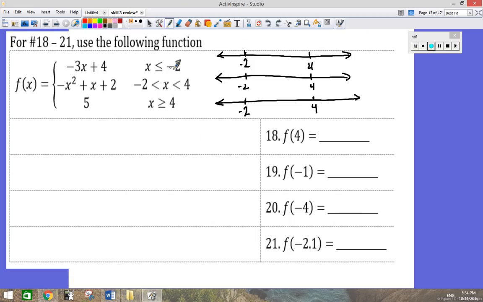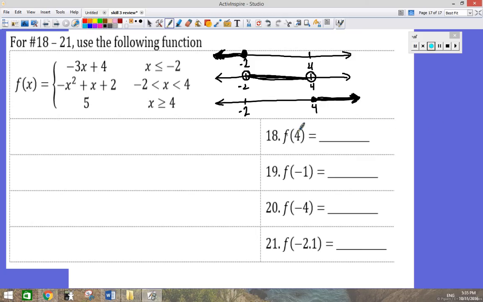To the left of negative 2, including negative 2, so if you're going to pick a value of x to plug into this function, if it's any value that's equal to negative 2 or smaller, use this top equation, negative 3x plus 4. Now here, if you're between negative 2 and positive 4, but not equal to negative 2 or positive 4, use this middle equation. If you're equal to 4 or larger, then you want to use the last one. So any number that you plug in here is going to fall in one of these three regions on the number line.